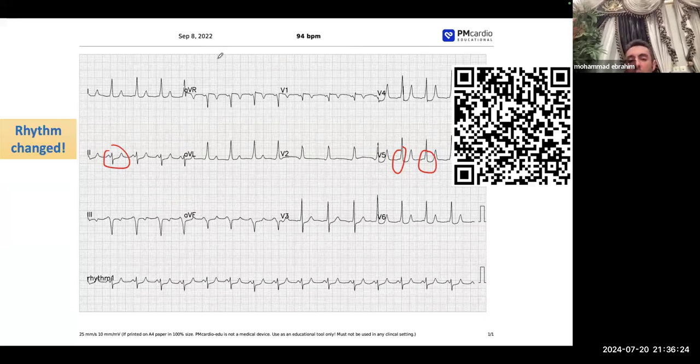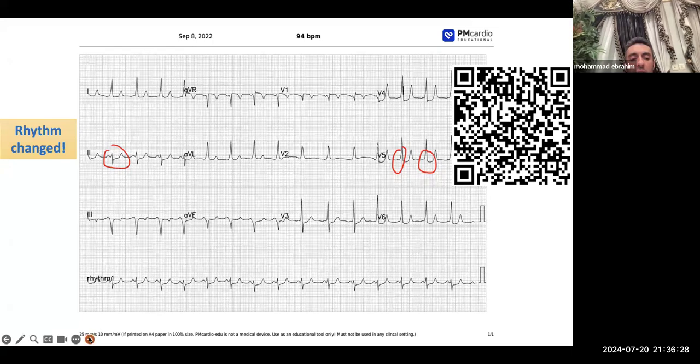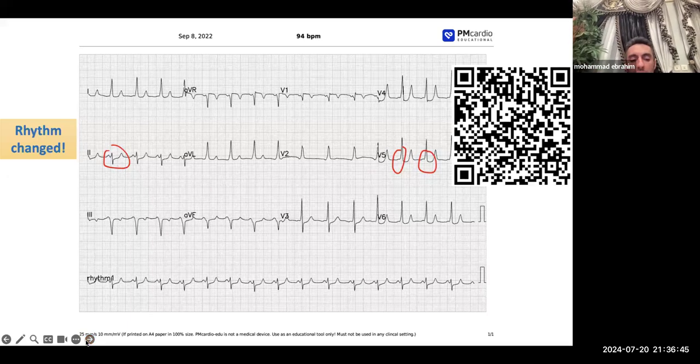That's one example, in an 8 year old. In retrospect, most people said VT, which is a very fair differential, but either way, you have to shock the patient or give IV procainamide. So we shocked the patient. We saw a delta wave. We saw WPW, so we know it was WPW with AFib, and we ablated the patient.